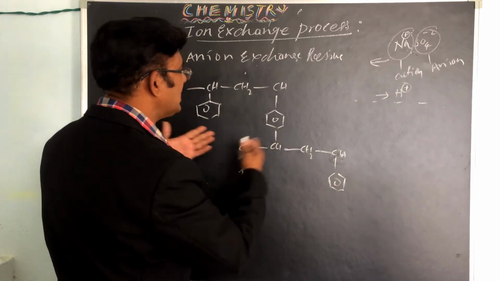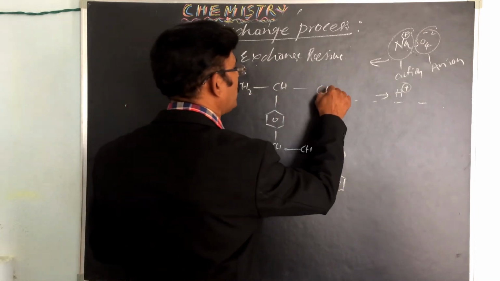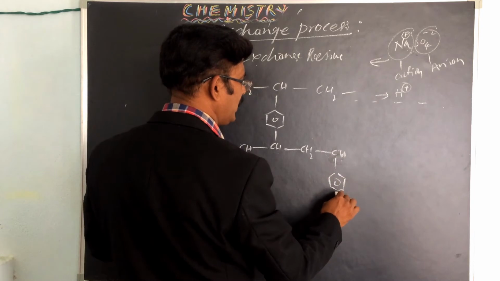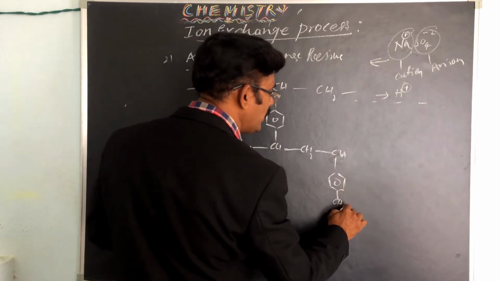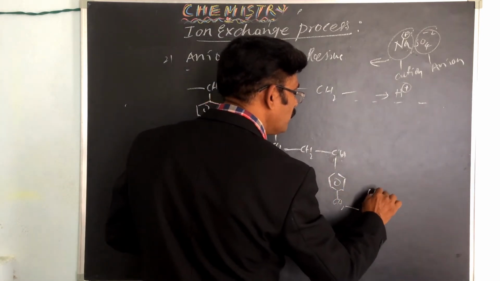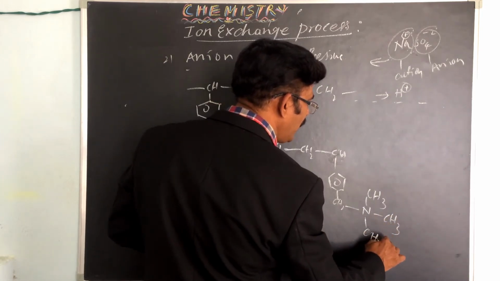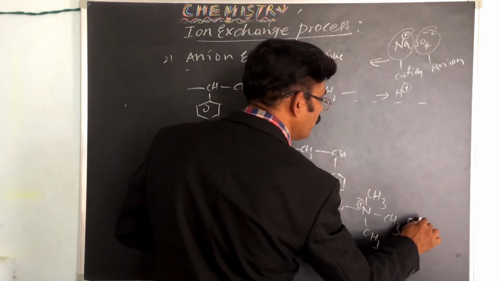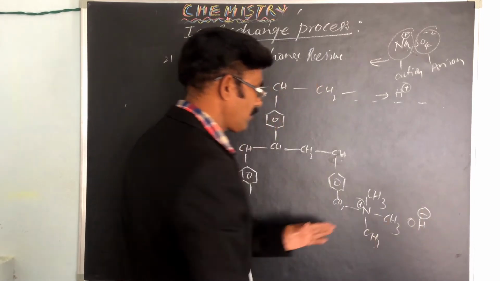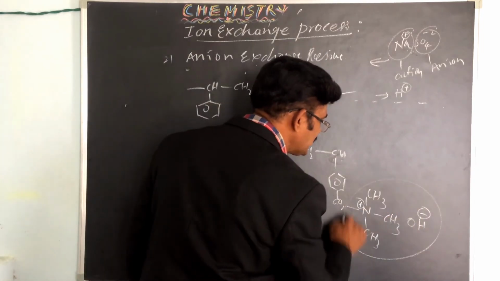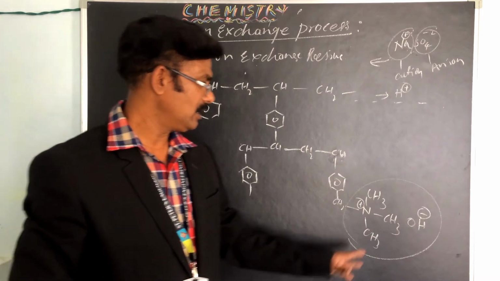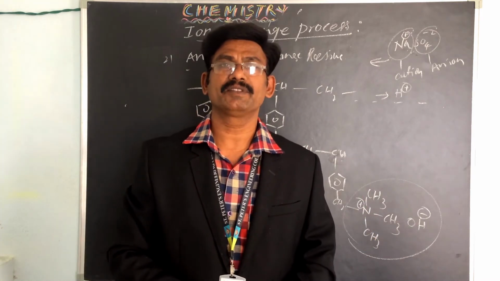It is a cross-linked polymer, a long-chain organic compound. But here, what is there? A basic functional group: trimethyl amine and OH minus. This OH minus is a basic functional group. Quaternary ammonium salts. What is that?